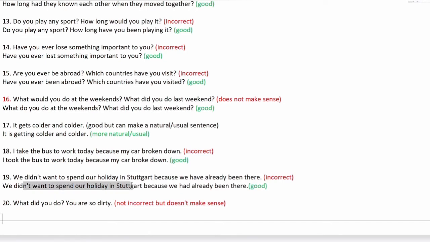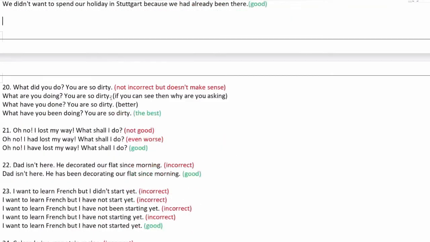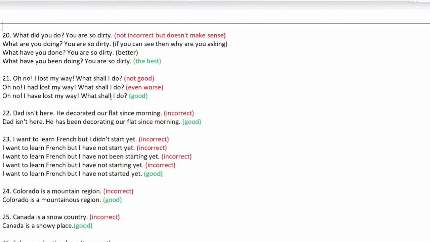We didn't want to spend a holiday in Stuttgart because we had already been there. We'd already been there. That's why we didn't want to go there. Right now, it makes much more sense. Now we're in the same timeline. Otherwise, it's confusing to the listener, to the reader.